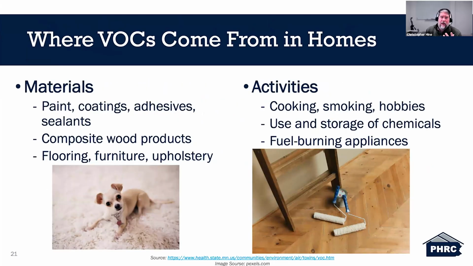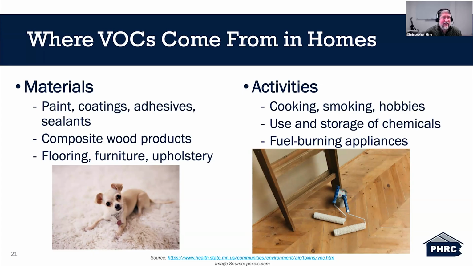So some common areas within your homes, or within the construction of a home or existing homes, where you can find some VOCs, some materials. Again, we covered some paints and things of that nature, but that also includes some different sealants that you might see, adhesives for different construction practices, composite wood products, and flooring, furniture, and upholstery.